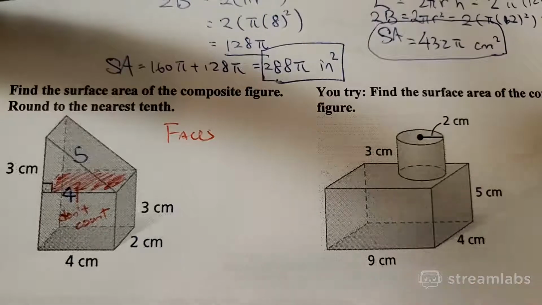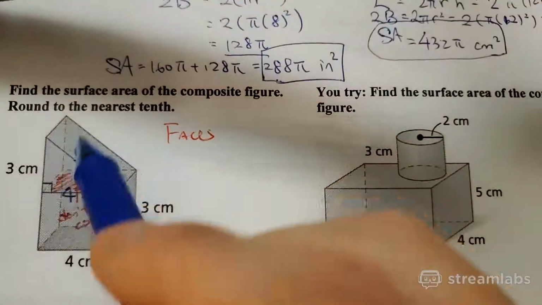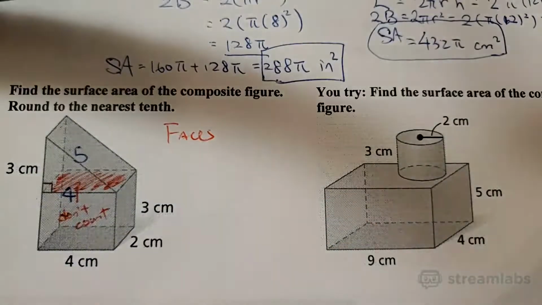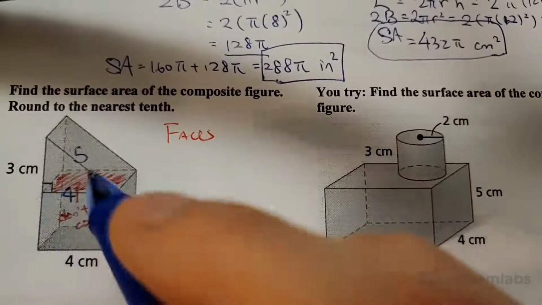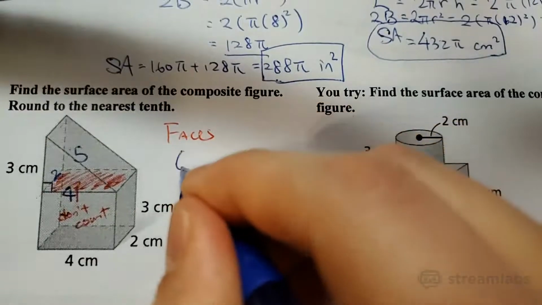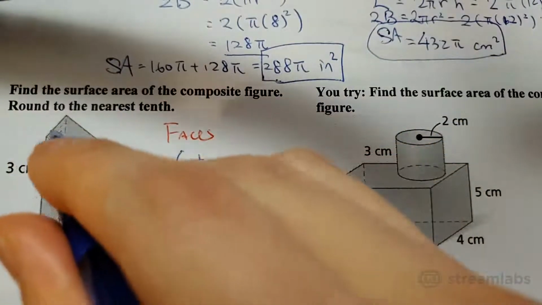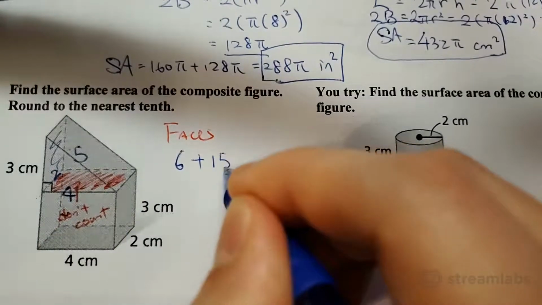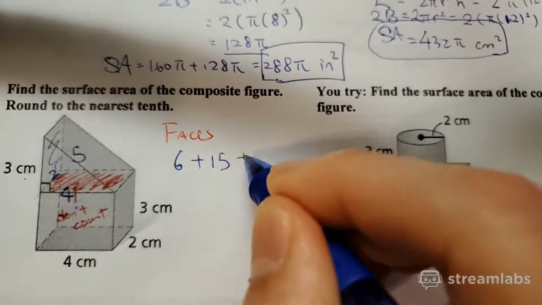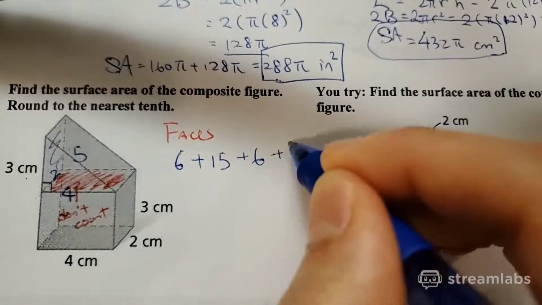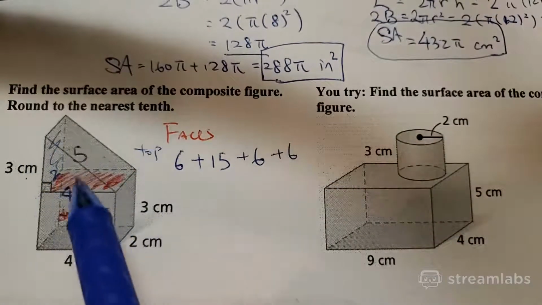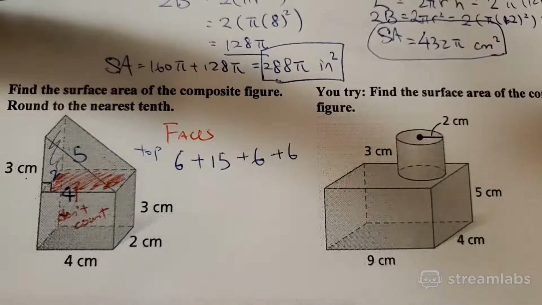Okay, faces, I'm going to count one by one. This side first will be 3 times 2, so 6, plus this one, 5 times 3, 15. And this triangle area will be 3 times 4 divided by 2, so it'll be 6, and this part will also be 6. That's the top. 4 faces, 1, 2, 3, 4, because I don't count the bottom.